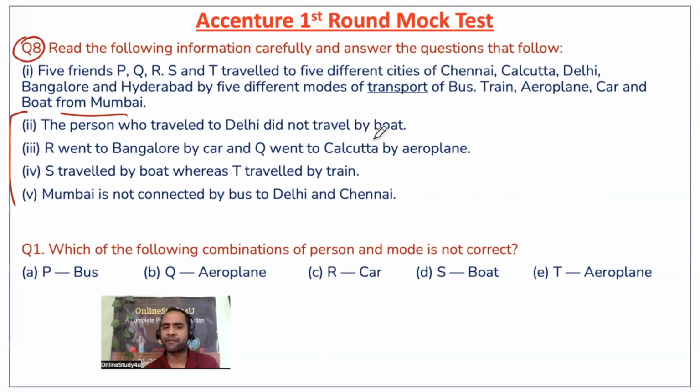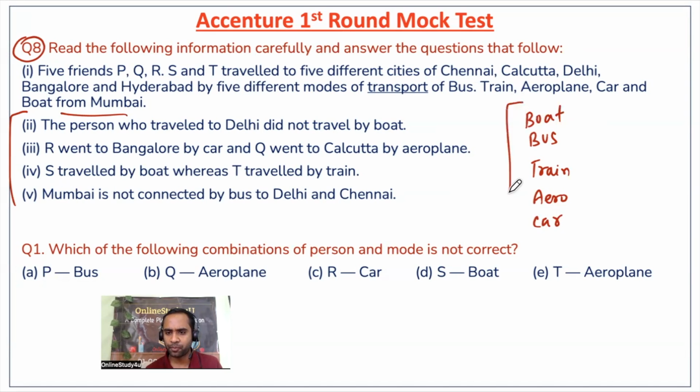Now, the person who traveled to Delhi did not travel by boat. R went to Bangalore by car, S traveled by boat, T traveled by train, Mumbai is not connected by bus to Delhi. So what we will do, because they have talked a lot about transport, transport only we will write. So transport: we have bus, train, aeroplane, car, and then we have boat here. Now this portion I will remove so that we will have more space.